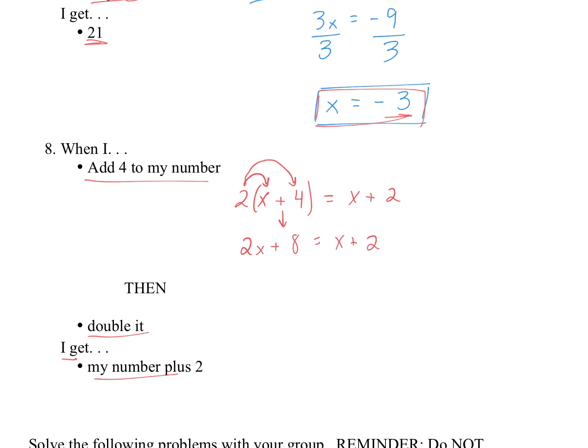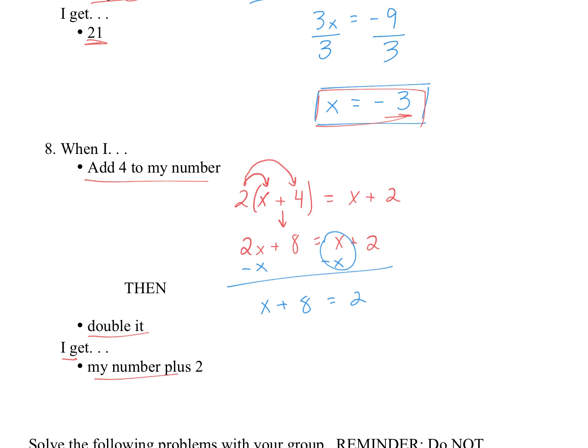So I have variables on both sides. I have 2x over here and x over here. So I'm looking at what can I take away that's the same on both sides. Well, I can take away an x. When I do that, I have no more x's on the right side, and 2x take away one of those x's, I'm just left with 1x or just x. And then I get x plus 8 equals 2.